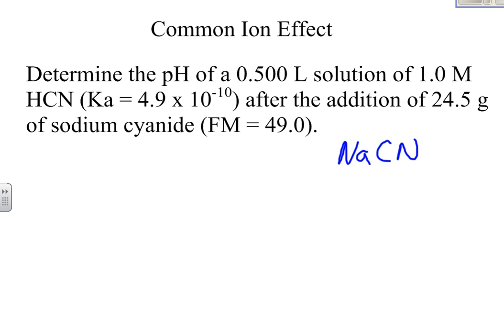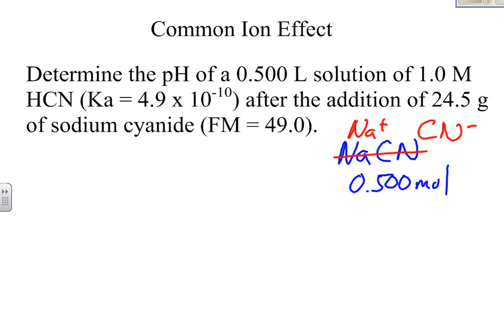You see that I've strategically chosen to add 24.5 grams of it, and the formula mass is 49. So we're actually adding 0.500 moles of the sodium cyanide. Now, being an ionic substance and the fact that the metal ion is an alkali metal, this is soluble to a great extent in water. So instead of really having sodium cyanide, what we want to be thinking of is that we've got sodium ion and we have cyanide ion in solution.